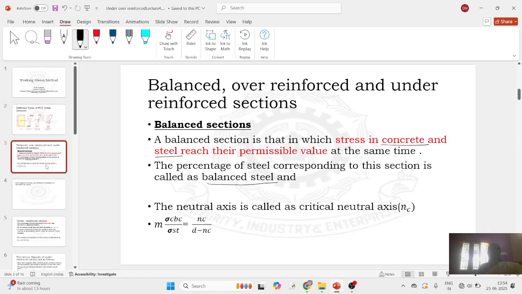So this is the stress diagram. The maximum stress for concrete is sigma CBC, and in steel it is sigma ST by M. This is the neutral axis NC, and the remaining distance is D minus NC, that is, the effective depth minus NC. From the similar triangle concept, we can write these equations: sigma CBC divided by NC equals sigma ST by M divided by D minus NC. Rearranging this term, we get M times sigma CBC divided by sigma ST equals NC divided by D minus NC.